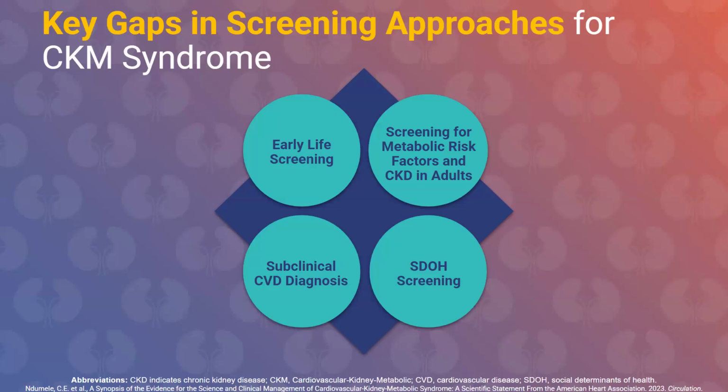But there are key gaps in the knowledge about screening across the lifespan. When should you screen? How should you screen? How frequently should you screen? When and how to screen for metabolic risk factors and CKD in adults, of course, as I mentioned. The role for detecting subclinical cardiovascular disease and screening for social determinants of health is another huge and important topic where research is ongoing and more knowledge is coming forth in that area. Next slide.